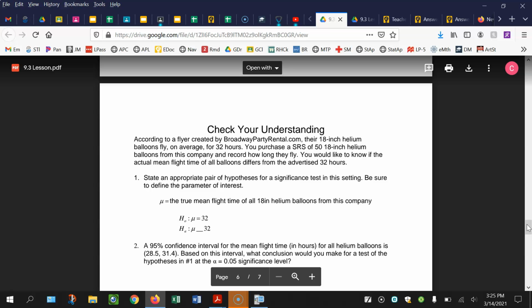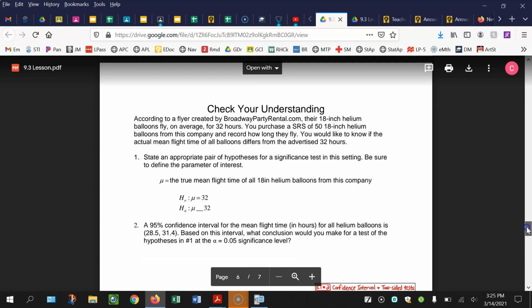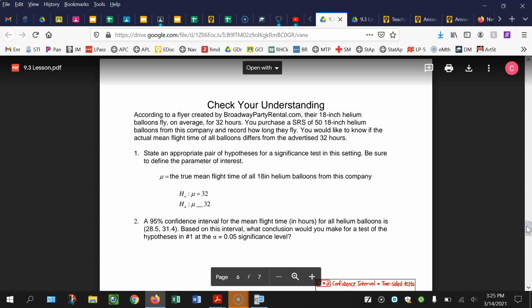Okay, you could go ahead and do number 1 and number 2. Number 2 is going to be a little bit new, but I think you can handle that. So why don't you pause the video and fill out your solutions for number 1 and 2. So number 1, they said, does it differ? So this would be not equal to, and alpha is 0.05, we're assuming.